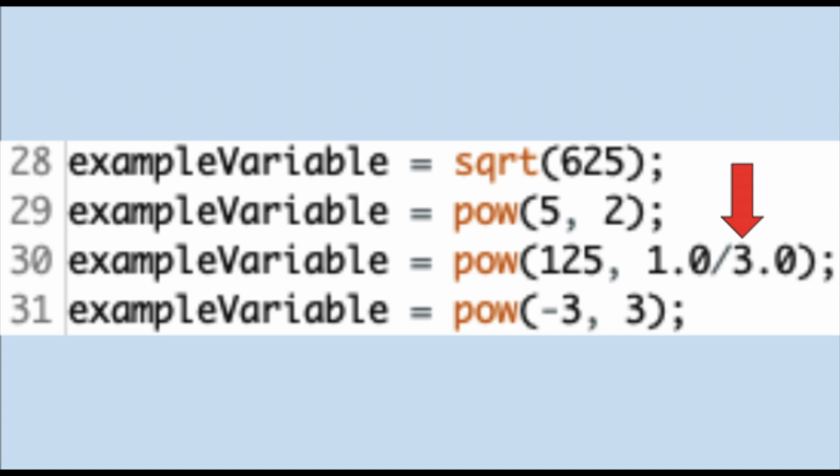When using fractional exponents, always make sure to leave the fraction as a division problem instead of a decimal. And make sure to always put a decimal point and a 0 after both the numerator and denominator. If you forget either of these rules, the power function may give you an incorrect value for your answer.